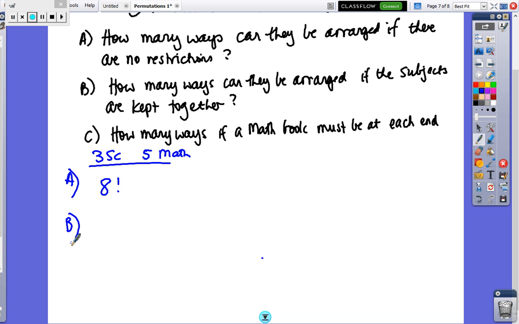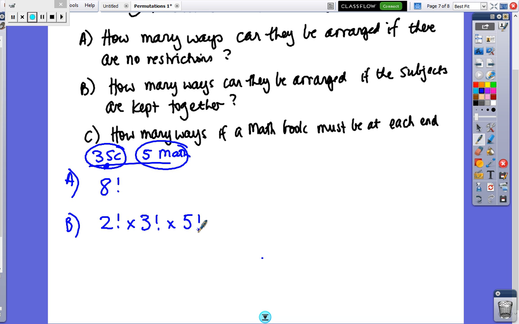In the second one, the subjects are kept together. So I've got one group of science books, one group of maths books, so I have 2 groups to be arranged. So there's 2 factorial ways for the science and maths to be arranged as 2 groups, but the science books represent a group of 3, and so they can be arranged in 3 factorial ways, and the 5 maths books can be arranged in 5 factorial ways.